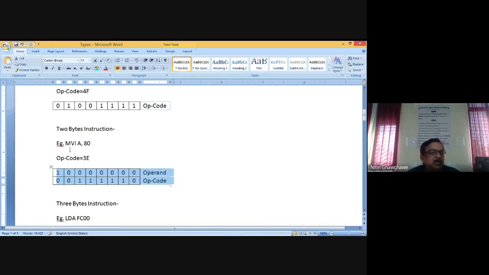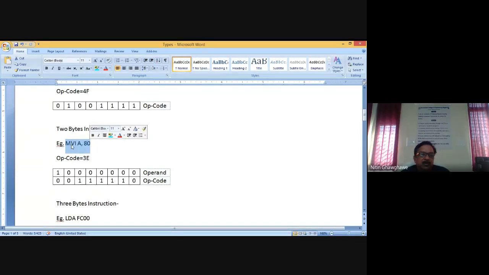Opcode, of course, is required for every instruction, whether it is single byte, 2 byte, or 3 byte. It is always there. But the operand may be optional. Maybe no operand, maybe 8 bits of operand, or maybe 16 bits of operand. What is a 16-bit operand? I will let you know. Now, take this example, MVI A, 80.